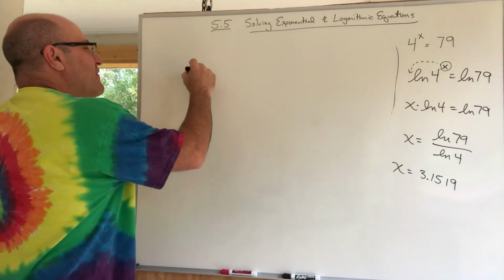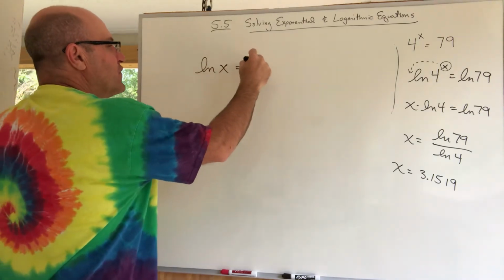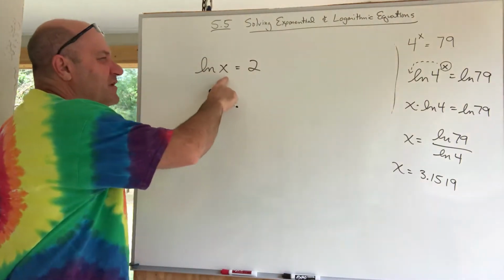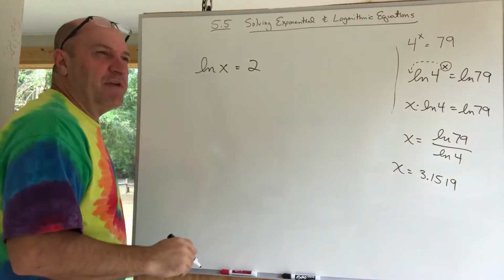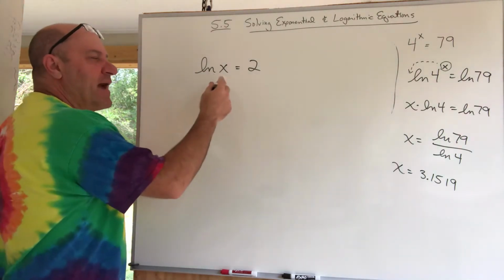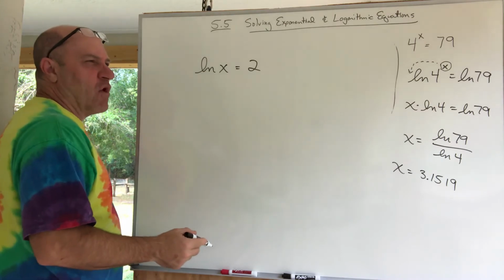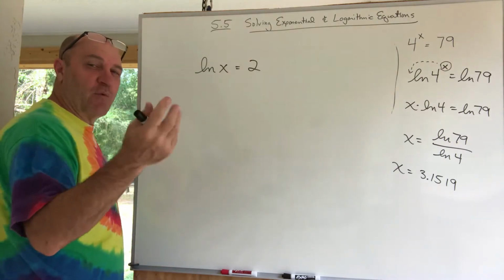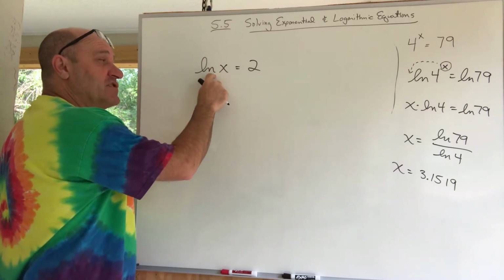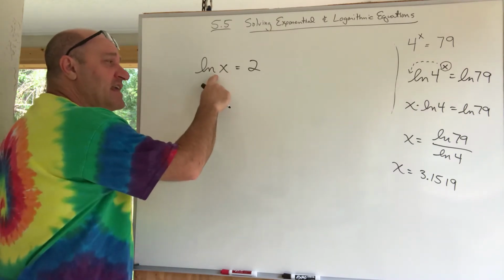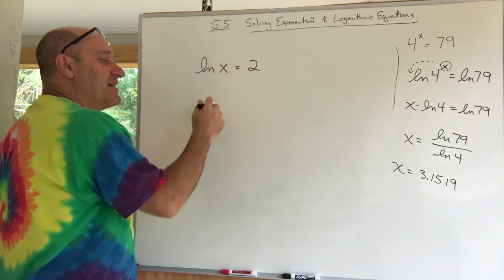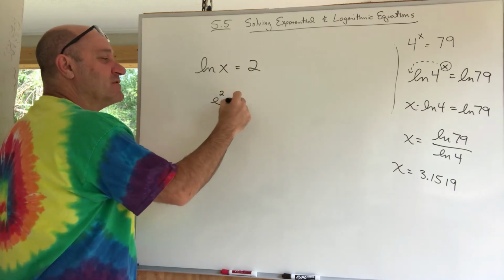If I just have the ln of x equals 2, and you're supposed to solve for x, this one's really weird, but you simply rewrite the logarithm. That's the phrase I like to use. You rewrite the logarithm in exponential form. Now, that means you start with the base. What's the base? When it's an ln, the base is e. There's a little subscript e that I don't have to write. So it's e raised to the power 2 equals this in here, x. So e to the 2 equals x.